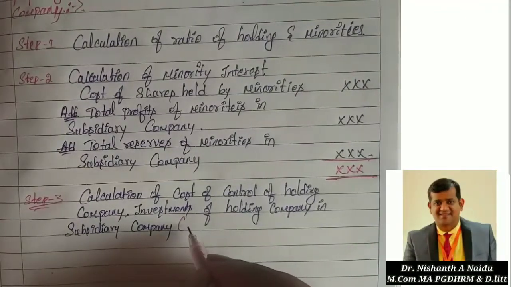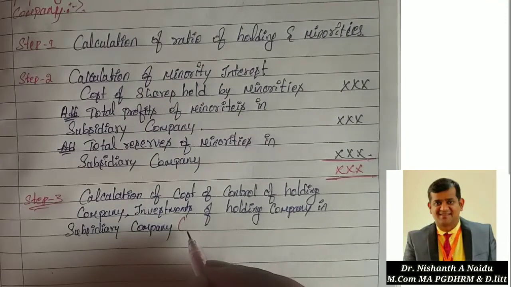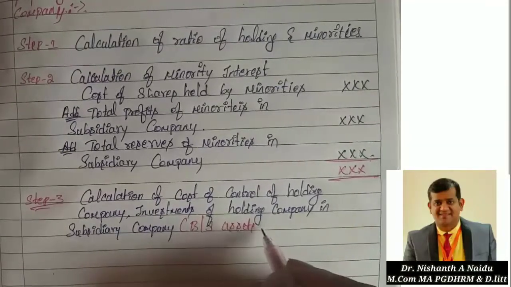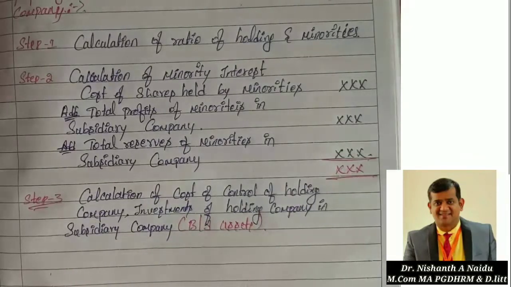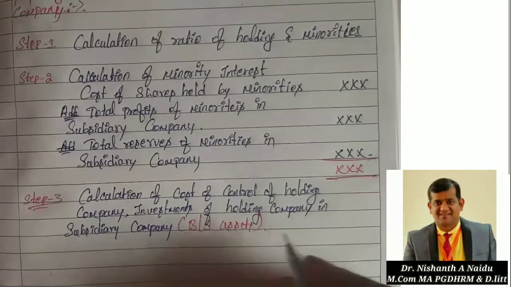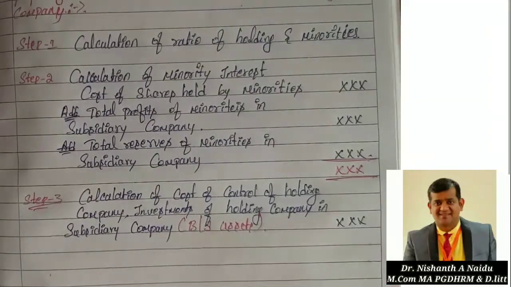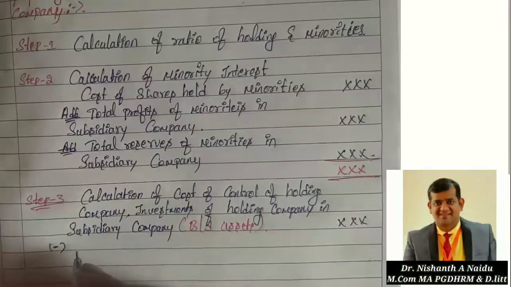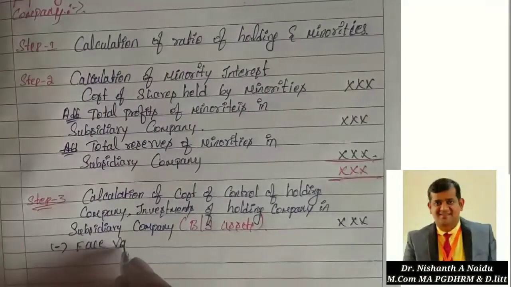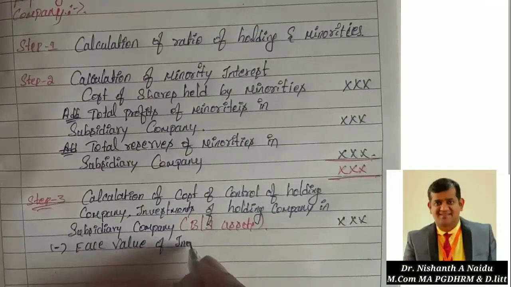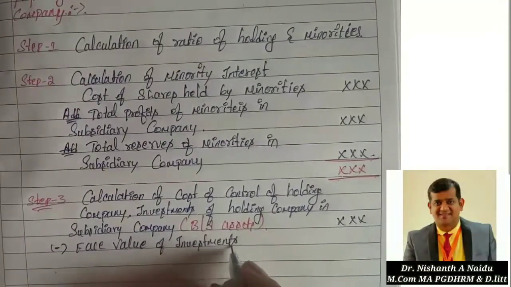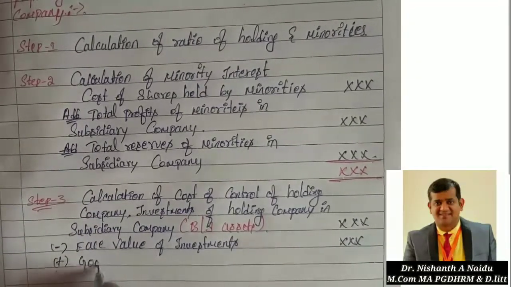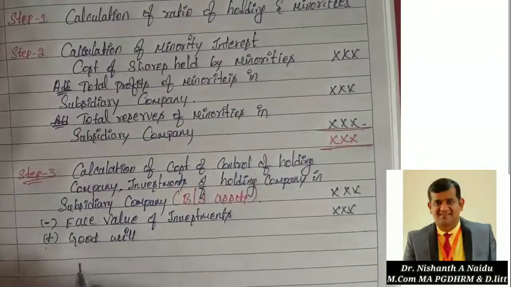That is, in the balance sheet asset side there will be one value called share capital, like that. So that item we are going to take for this. Okay, so then less face value of investments, then add goodwill. So just add the value of goodwill.